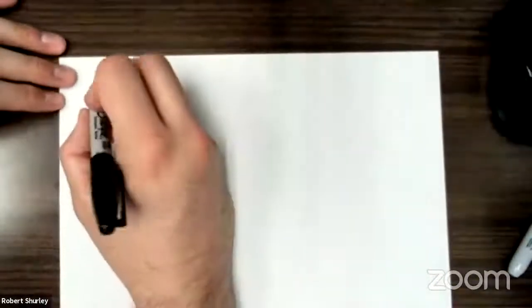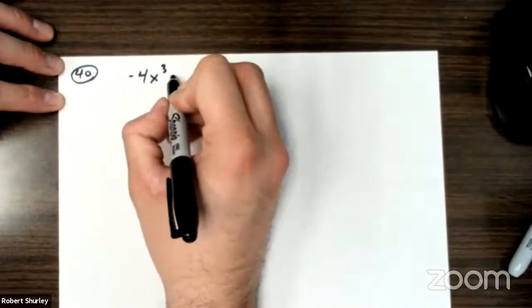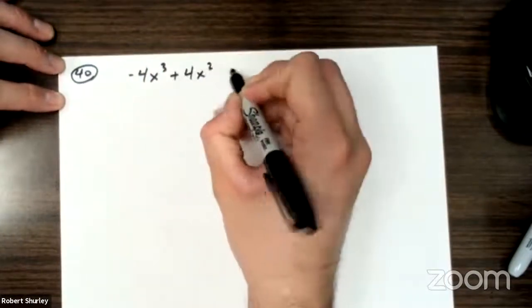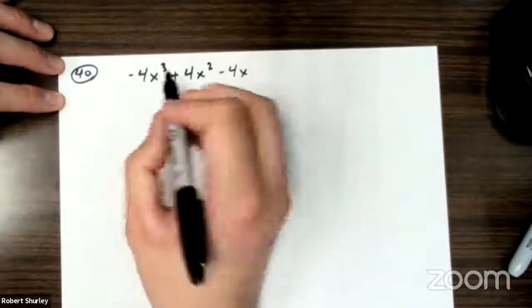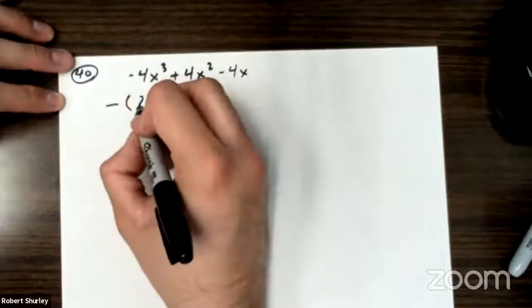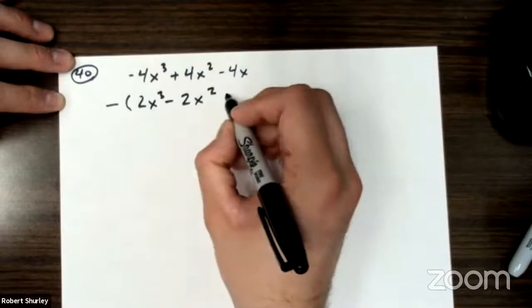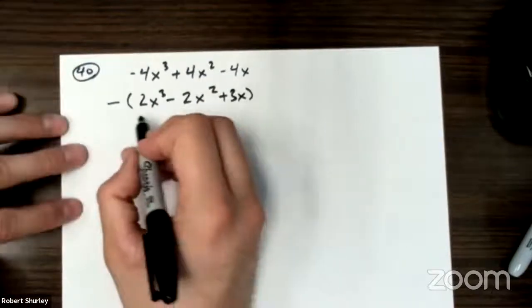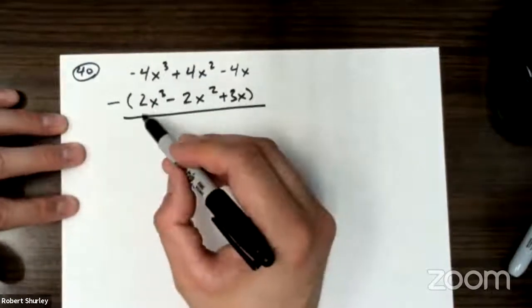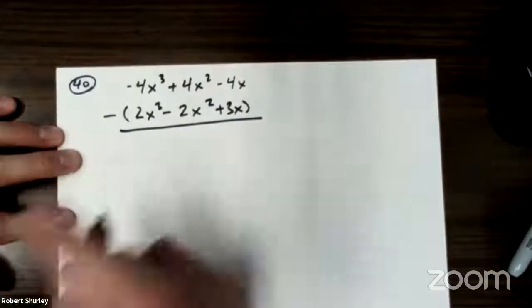So let's say we have, this is number 40. Number 40 looks like this. Negative 4x cubed plus 4x squared minus 4x. And then we're going to subtract now. And they put a parentheses here, but we're going to subtract 2x cubed minus 2x squared plus 3x. And now instead of adding each one of these together, notice each one has terms on top of it that are the same.